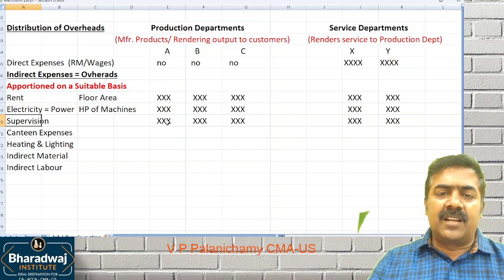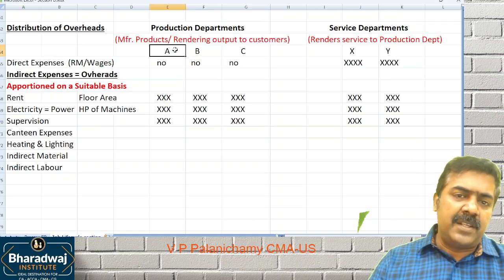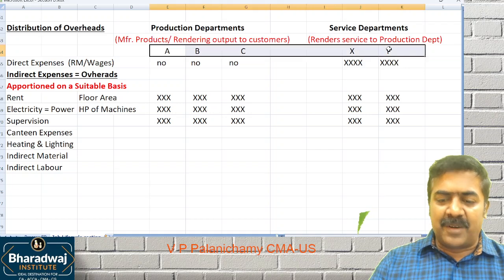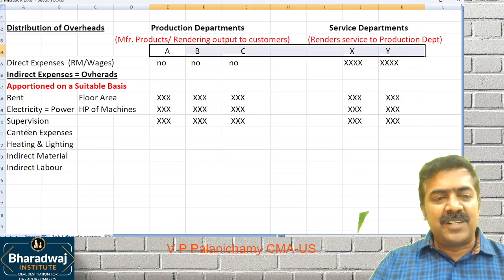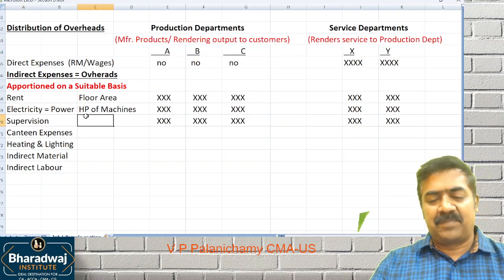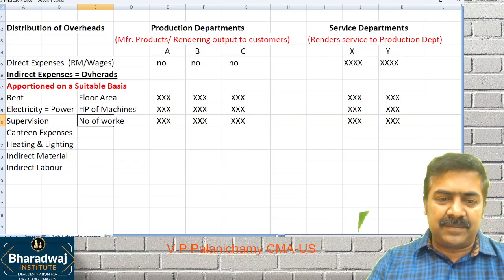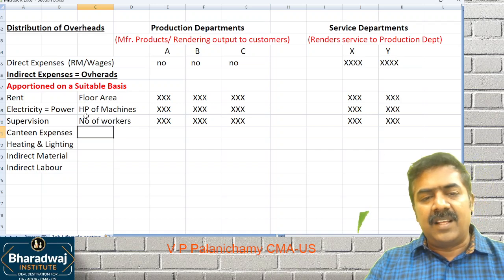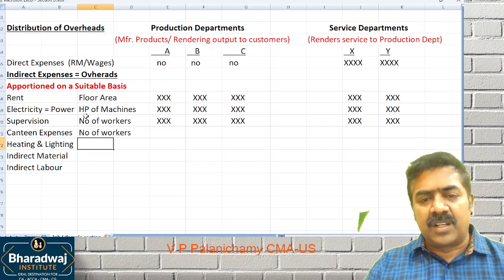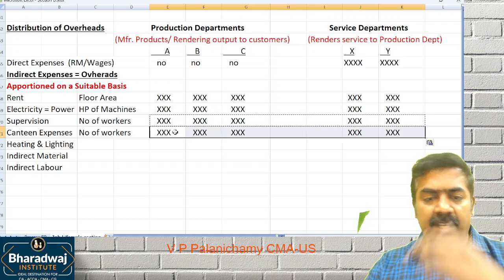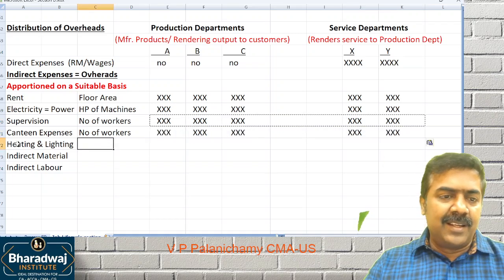Sir, factory there are 5 departments. A, B, C are in manufacturing, X and Y are providing which one? Service to production department. How to apportion supervision expenses? Based on number of workers. Canteen expense also based on number of workers we can apportion. Number of workers working in each department, canteen expenses we can apportion.